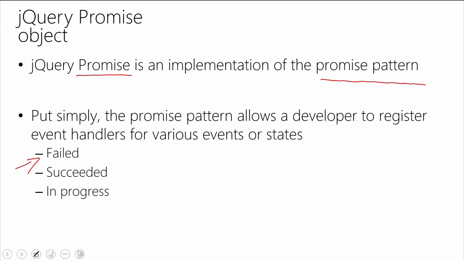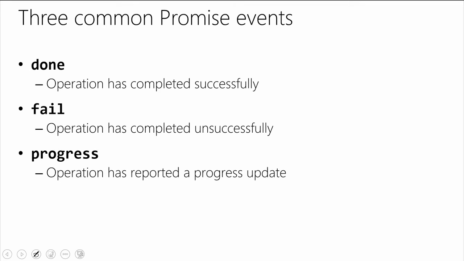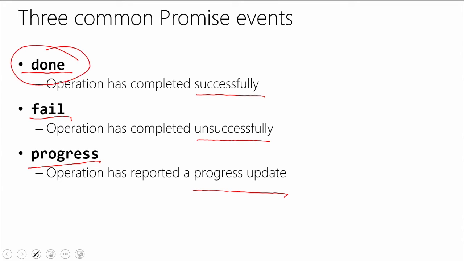And so it gives us the ability to set up event handlers for if it fails, if it succeeds, or if it's still running. So if you want to set up a little progress bar, you have the ability to go in and do that. Now, the 3 events in question here are done, which is going to let us know that it completed successfully. Fail, which is going to let us know that it was unsuccessful. And then finally, progress, which is going to let us know, hey, there's been some form of a progress update. The one that we're typically going to be interested in is done.